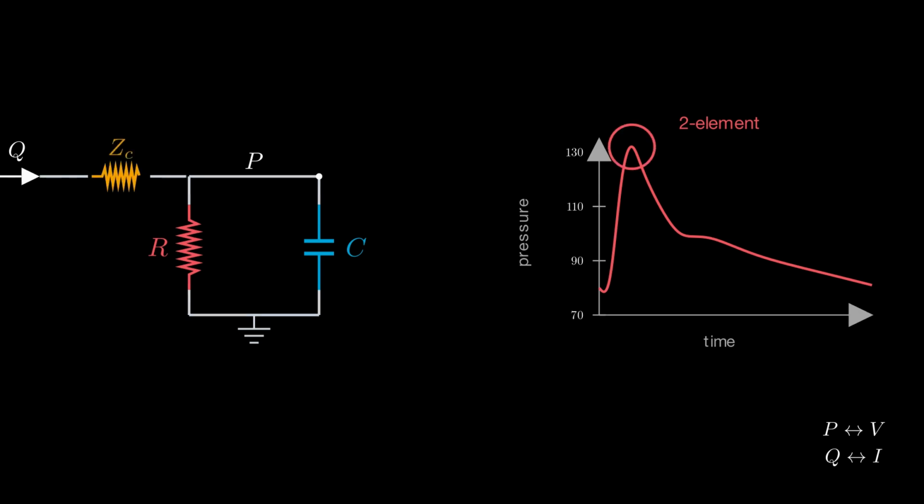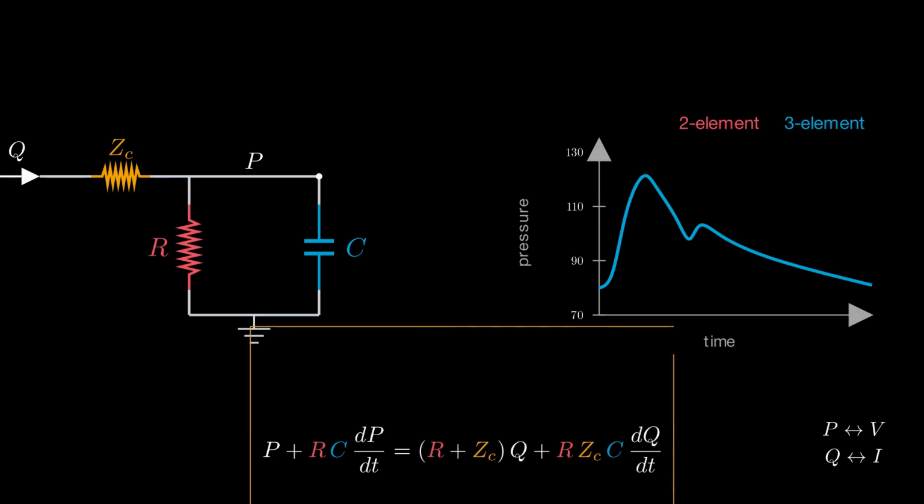But early systole is wrong. 2 elements can't match the aorta's input impedance at high frequency. A series characteristic impedance, ZC, corrects the upstroke. 3 elements, 1 differential equation relating pressure and flow, integrated alongside the 3D domain every time step.